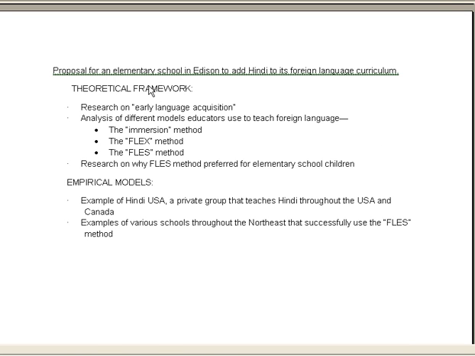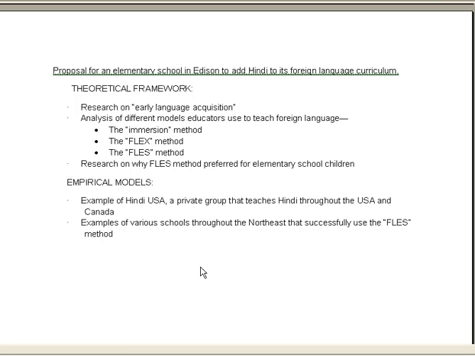This is an additional example that's also available on that document in resources, and it gives an overview of an elementary school in Edison. The students' project was trying to convince them to add Hindi to its foreign language curriculum, not at a high school level, but at the elementary school level. And the theoretical framework that they used focused on two parts. One was the argument for early language acquisition, the research behind why it's easier and eventually more effective to teach a language to a student when they're young as opposed to when they're older.